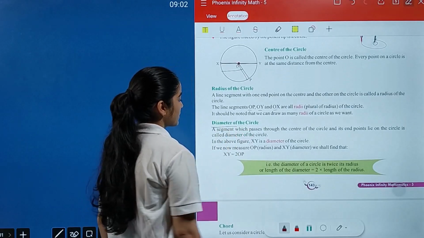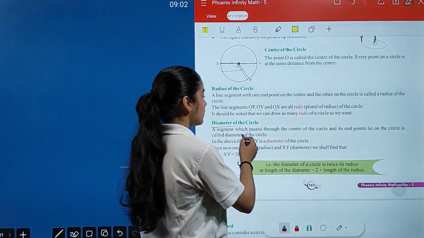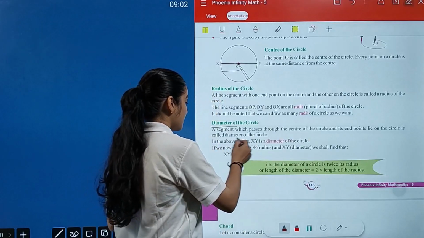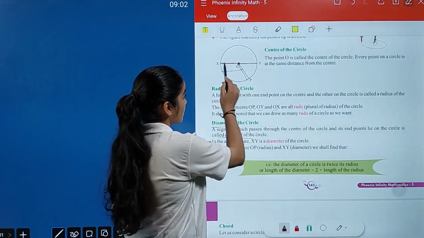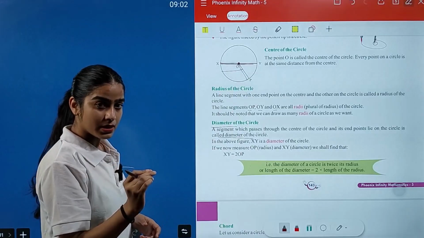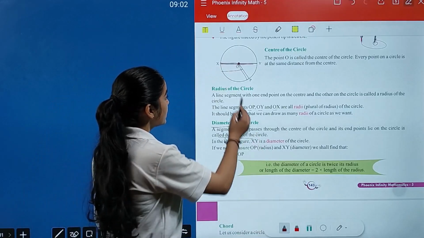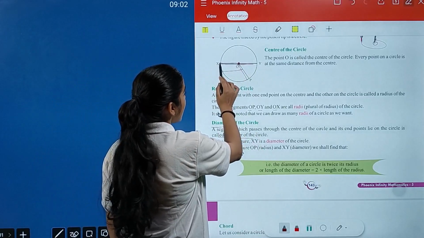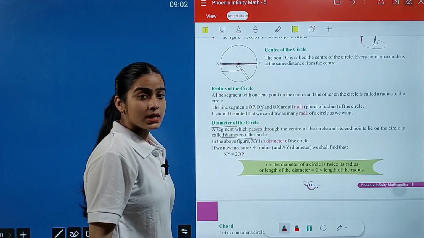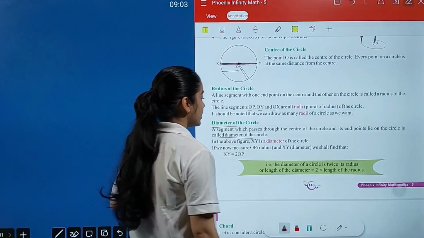Now, diameter of the circle. Diameter means double of radius. A segment which passes through the center of the circle and whose endpoints lie on the circle is called the diameter of the circle. In the above figure, this is XY. In the radius case, we start a line from the center and it touches the edge of the circle. But in the diameter case, a line passes over the center and then touches another edge of the circle. That's why we call it double of radius.